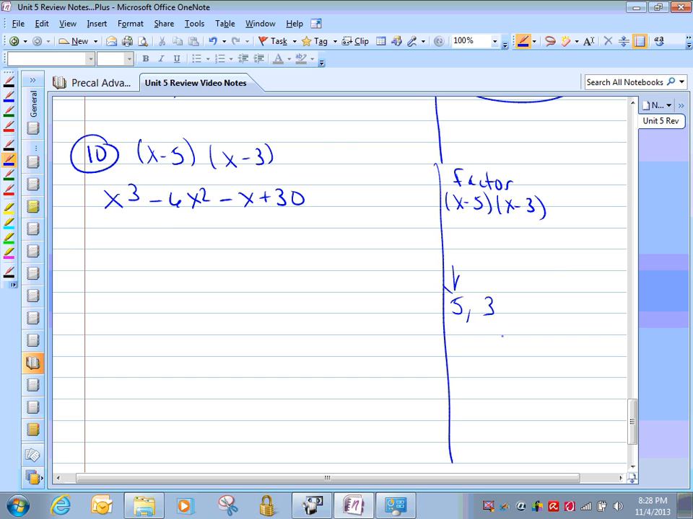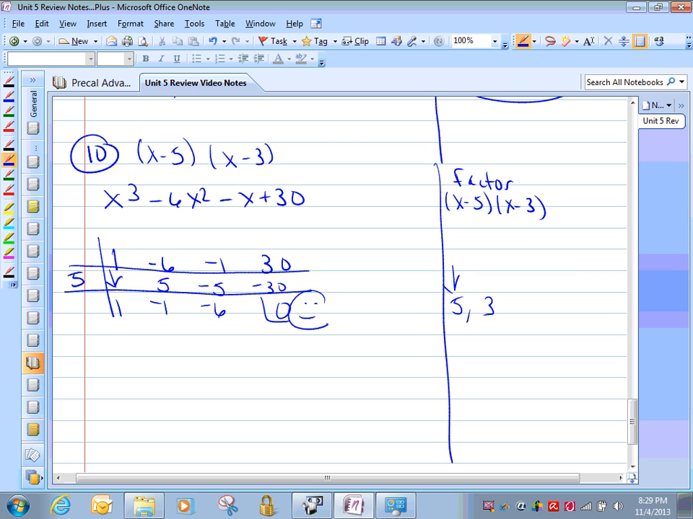We're going to use those to synthetically divide twice, once by 5, once by 3, and the result should be our last factor. All right, so synthetically dividing, we would have a 1, a -6, a -1, and a 30. First, we're going to divide by 5. We bring down the 1, and 1 times 5 is 5. That gives us -1 plus 5, which is a -6. And 5 times -6 is -30, and that's a 0, which we would expect.